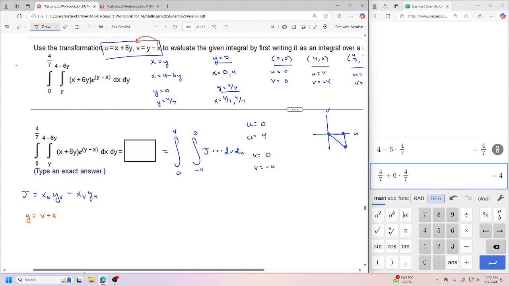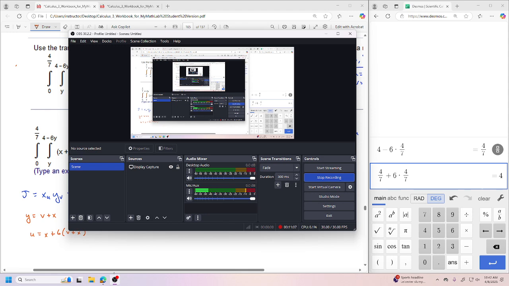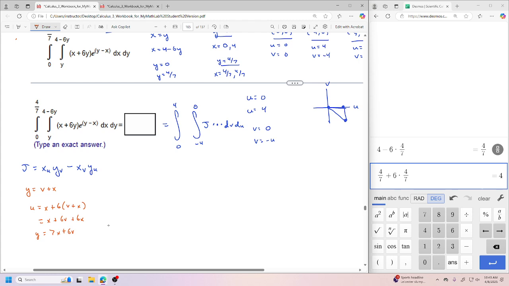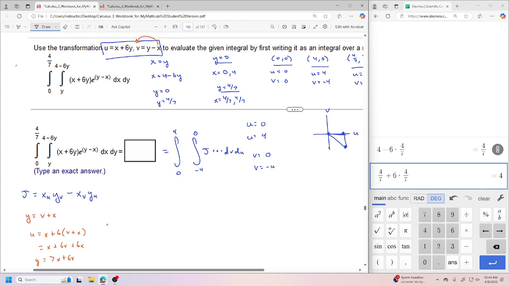And then I can plug that in right here into my u formula. u is equal to x plus 6 times (v plus x). Okay. Distribute. Combine like terms. And, well, we got something. But what we're wanting is x and y equal to u's and v's.